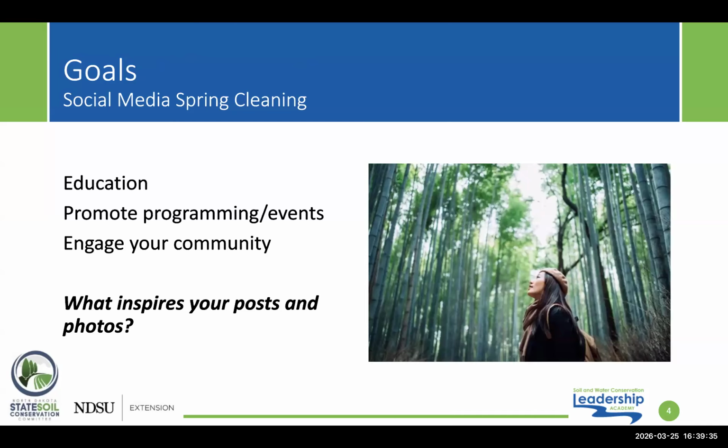So your goals, really looking at again, does your page have a strong goal and what that is? And so thinking about what inspires your posts and your photos. So as you're engaging with your audience, really thinking about what you're promoting. Are you promoting education and resources? Are you promoting programming and your events or workshops, tours, demonstrations? Or are you engaging your community? And so, really thinking about what you're posting and how you're posting it, and then looking at that data that we're going to look at and see are you engaging the target audience that you want for those specific events?